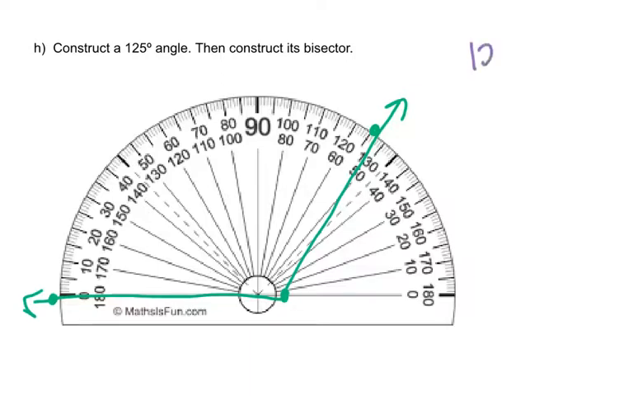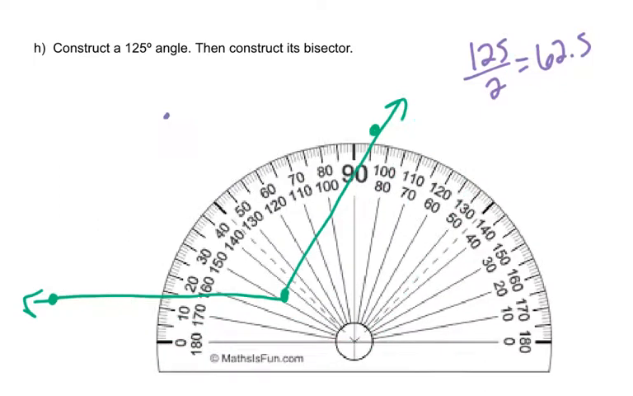Well, you'd have to do 125 divided by 2, and that would be what? 62.5. Obviously, we're not going to be able to get it exact because we are human, and this is pretty small, so you're just going to get as close as you can. So this would be about right there. Maybe a little bit over, but we'll call that good. So that would be its angle bisector.